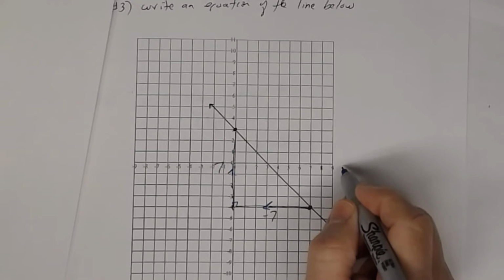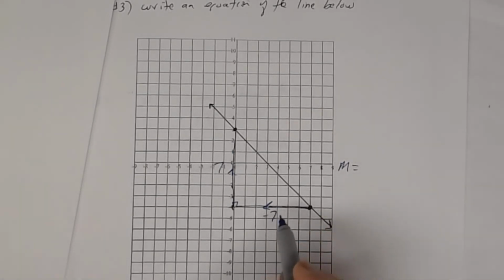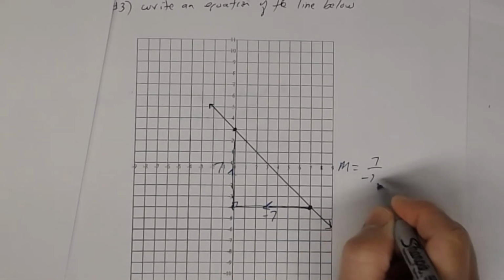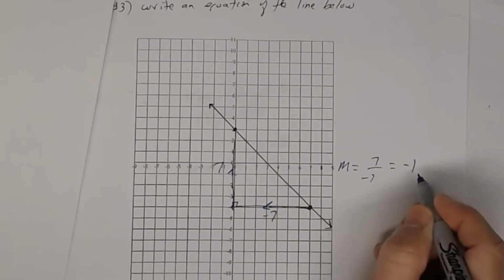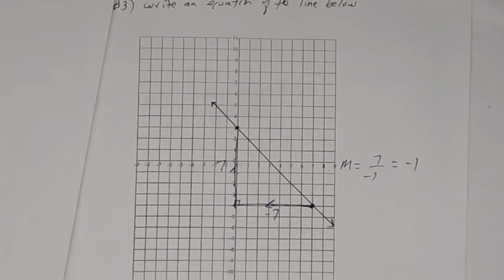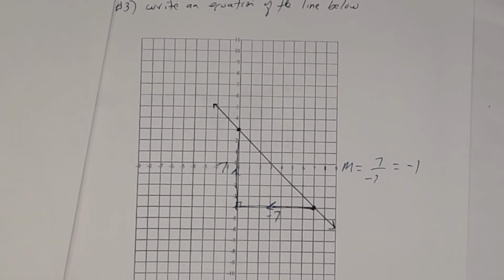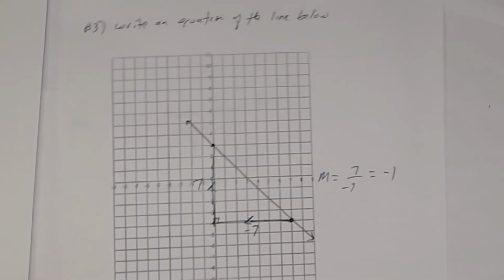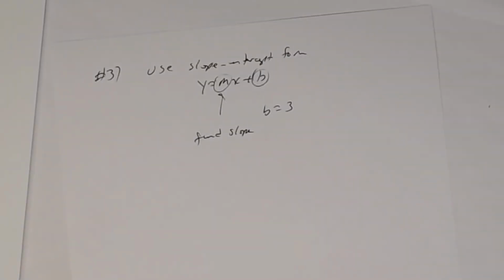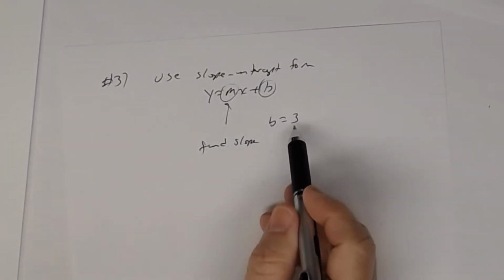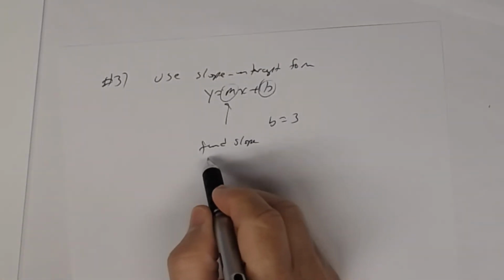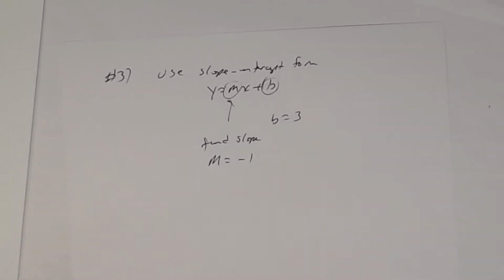So my slope will be rise over run. So 7 divided by negative 7, which we know simplifies to a negative 1. So my slope is a negative 1. All right? Now, that's one way of finding the slope. So right now, I know my y-intercept is 3, and my slope is negative 1.